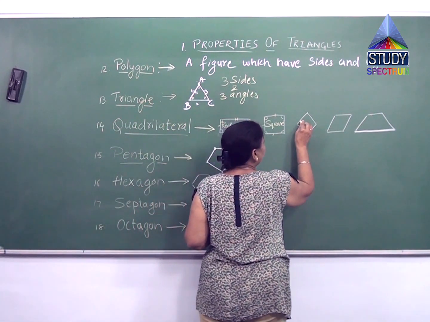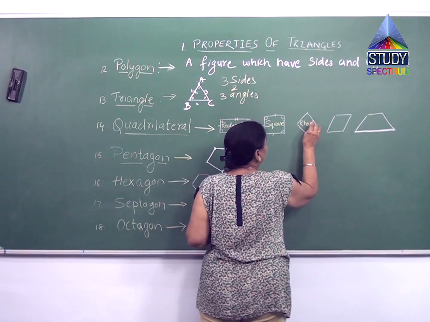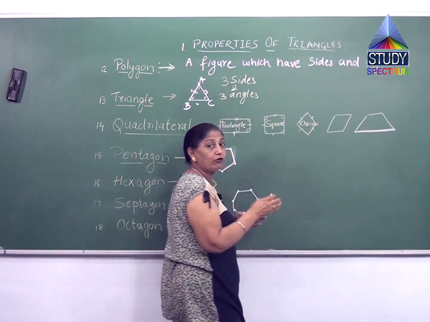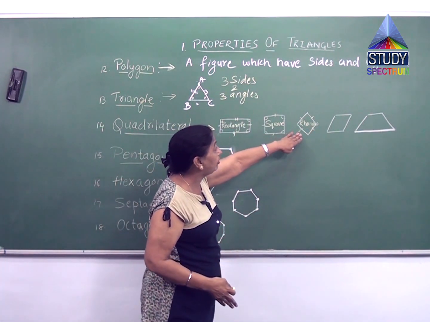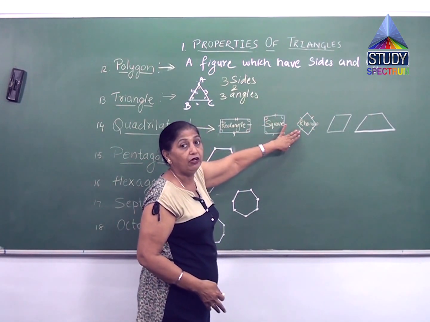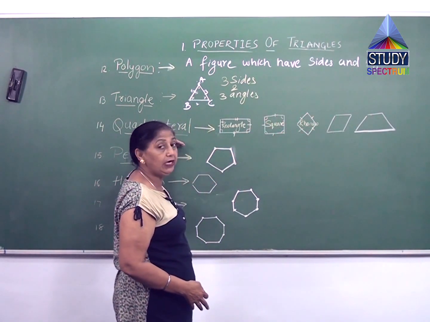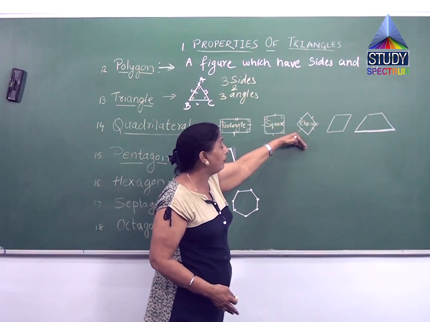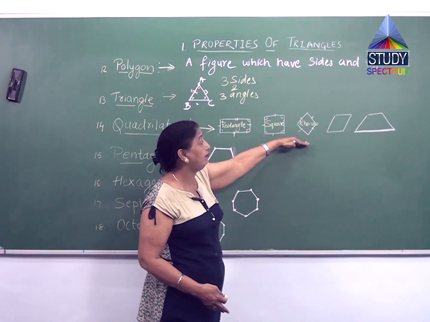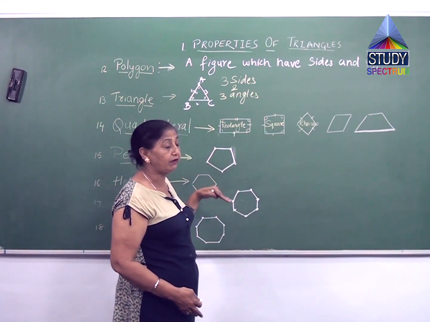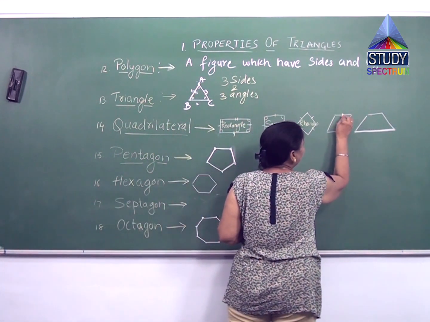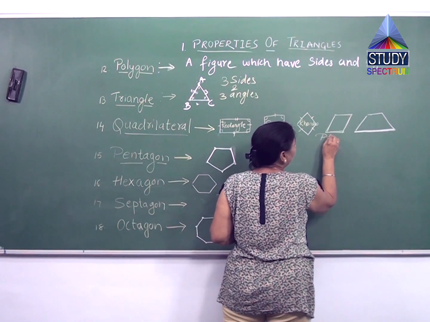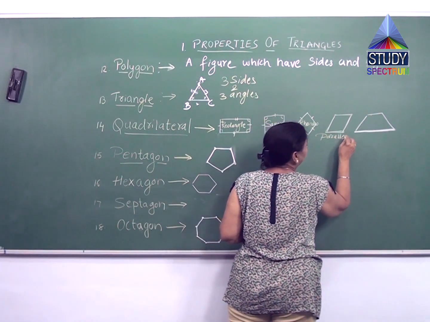This is also known as a kite or rhombus. You can say rhombus and kite are two different figures. This is a rhombus. Like a square, it has all the sides equal. Here also you can observe that there are four sides and four angles. So this figure is also known as a quadrilateral. It is included in this. It is a polygon because it's a figure, it has four sides, it has four angles. Again here you can see this is a parallelogram. This side is parallel to this, this side is parallel to this. So a parallelogram is also known as a quadrilateral.